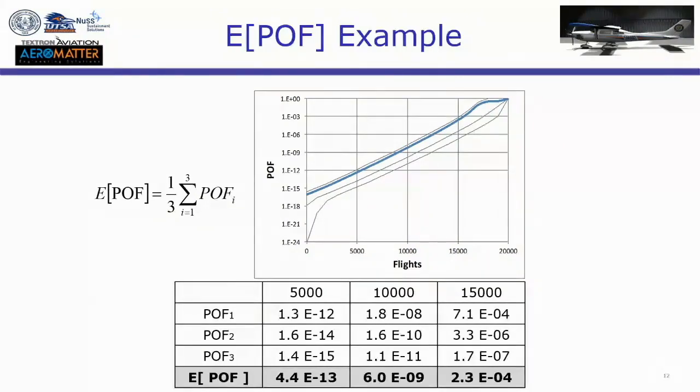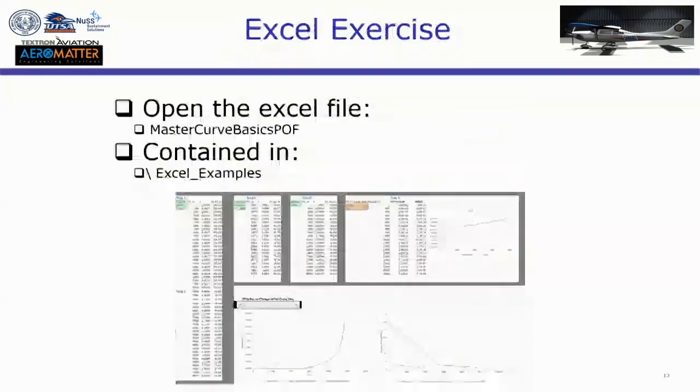But if you use AMIS, which we're going to take a look at in a second, you only need a few thousand in order to compute converged POF results. So I'm going to open this example. This is in Excel again, and this is just to show you how to do a master curve.